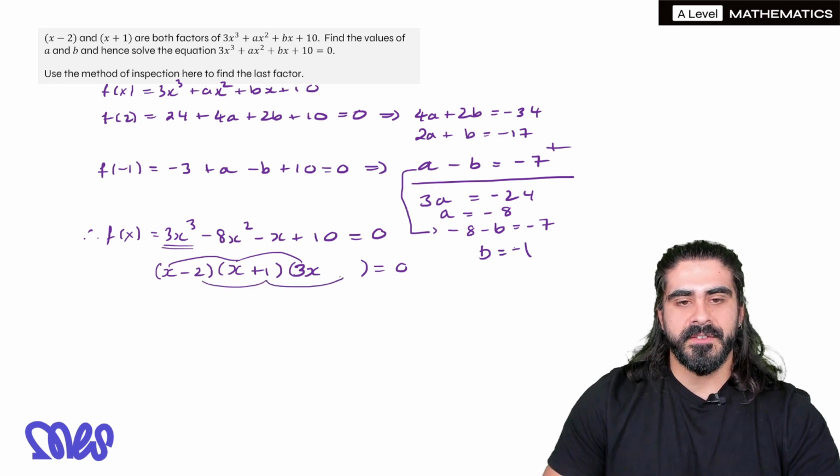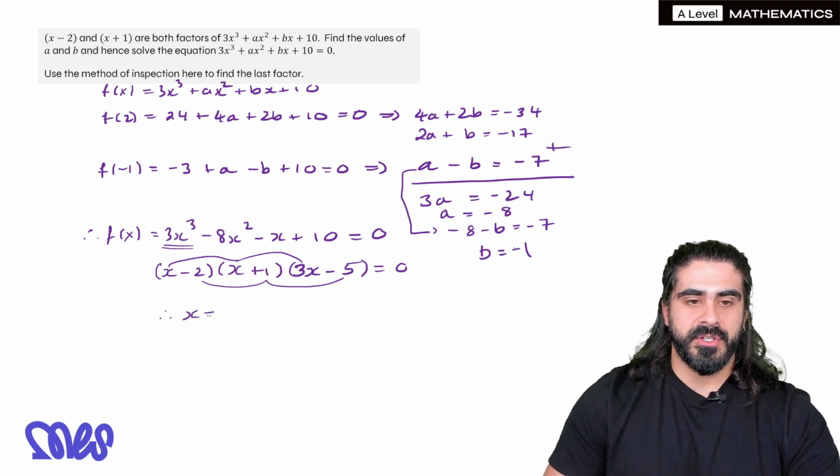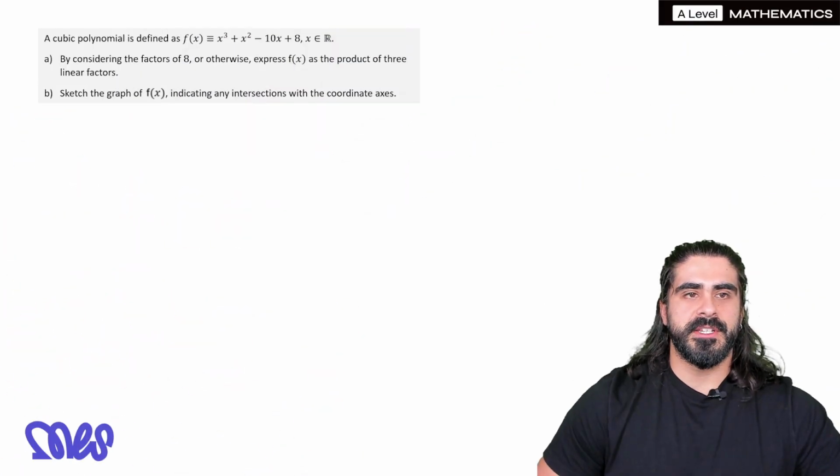The last numbers have to multiply to give 10. We have minus 2 times 1 is minus 2. Minus 2 times what gives you 10? That's minus 5. And therefore, to solve that, x is 2, x is minus 1, and the last factor, x is 5/3.